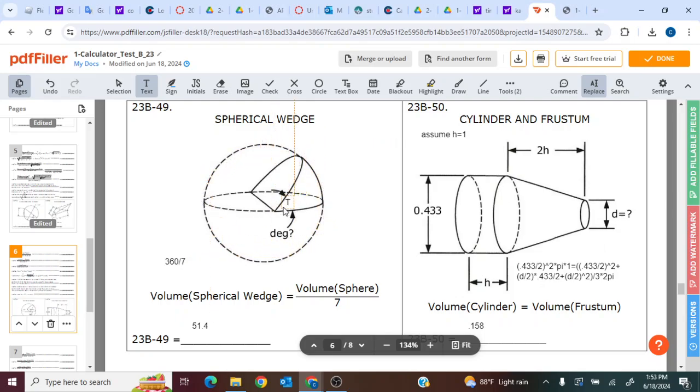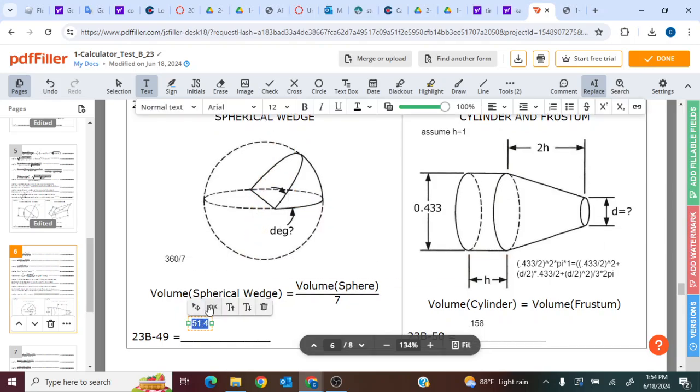So the volume of that spherical wedge right here is equal to the volume of the entire sphere over 7, so the degrees is 360 degrees over 7. It is 1/7 of the 360 degrees in the sphere. If you do that, you get 51.4 degrees.